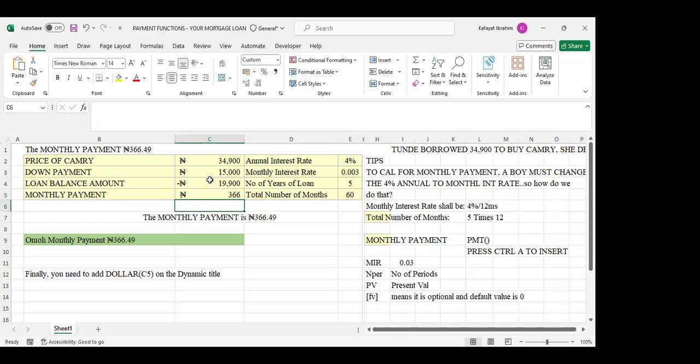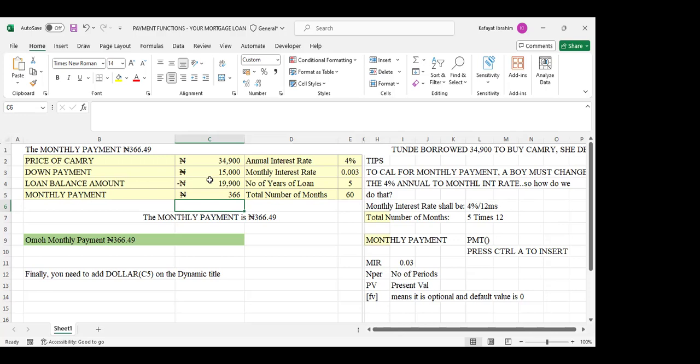So you see that Mr. What's his name? Tunde will be paying what? How much per month? If he's paying per month, he will be paying 366 naira per month, right?